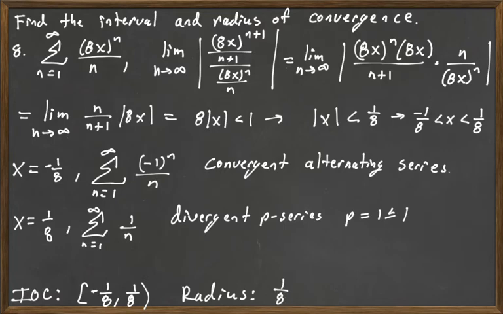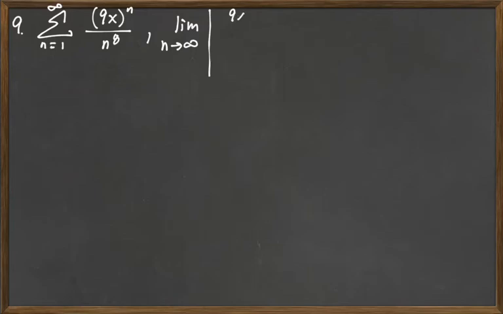Okay, I think we have 3 more examples, so let's go check out the next one. So we're doing the same thing. We're finding the interval and radius of convergence. So we're going to look at the sum n equals 1 to infinity of 9x to the n over n to the 8th. So we're going to look at using the ratio test again. So the limit as n goes to infinity of 9x to the n plus 1 over n plus 1 to the 8th divided by 9x to the n all over n to the 8th.